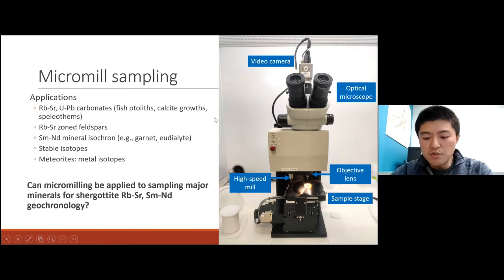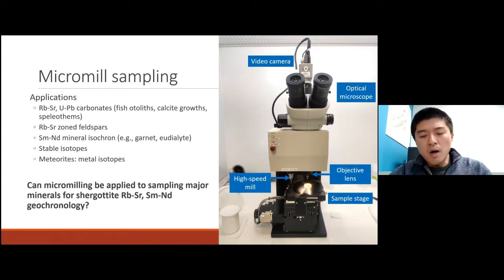So for its ability to drill according to spatial information, the micromill has been used for geochemical and isotopic studies of chiefly zoned materials, such as carbonates and feldspars, as well as age dating using rare earth element bearing minerals such as garnet and eudialyte, and so on. And in addition, there are also stable isotope applications and even metal isotopes in certain meteorites.